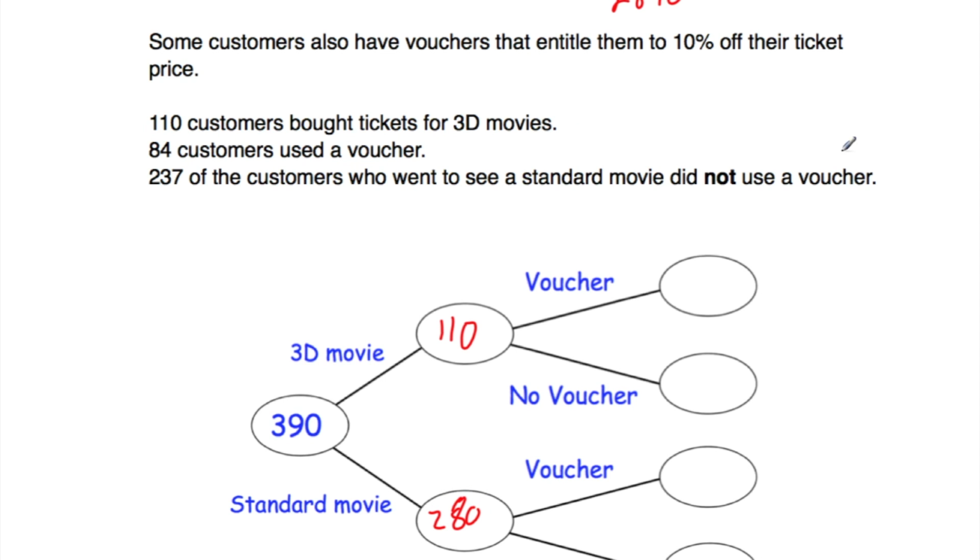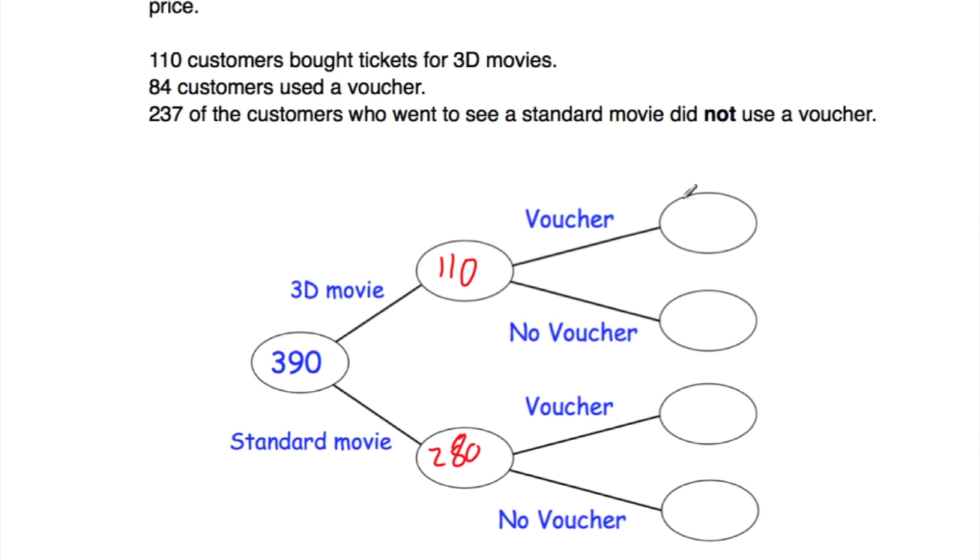And we're told that 84 customers used the voucher. So altogether, 84 customers used the voucher. So this number plus this number would be 84. So out of these 280 customers, 237 of them did not use a voucher. So if we do 280 take away 237, that's equal to 43. So that means that 43 of those people that went to see standard movies used a voucher.